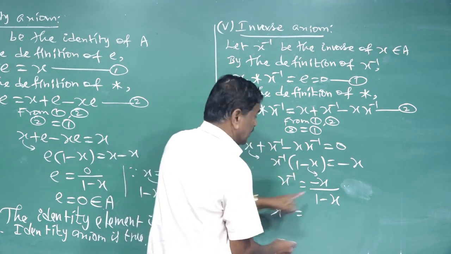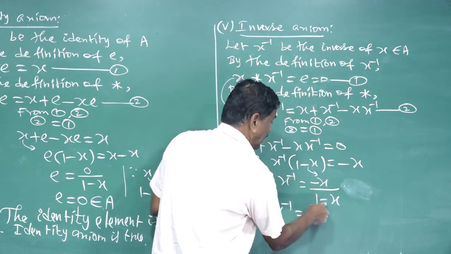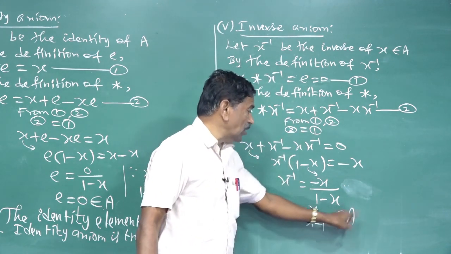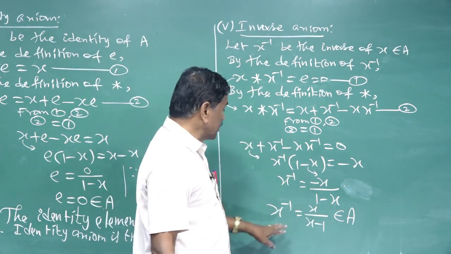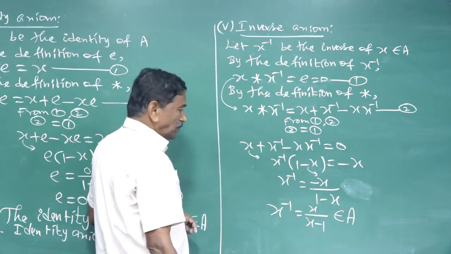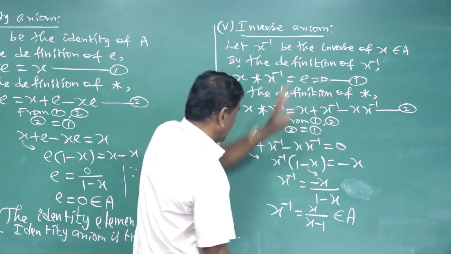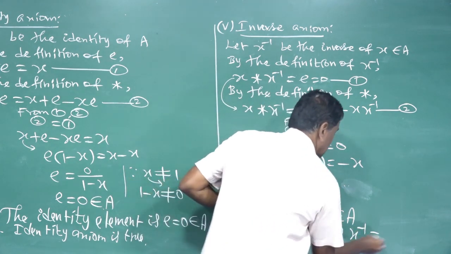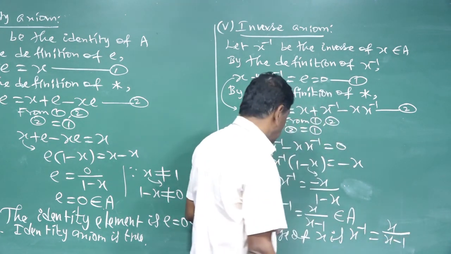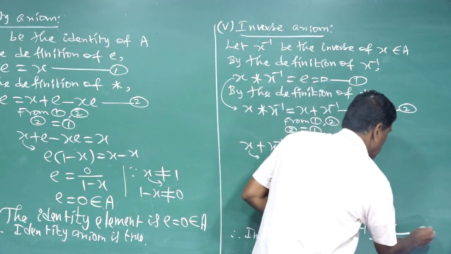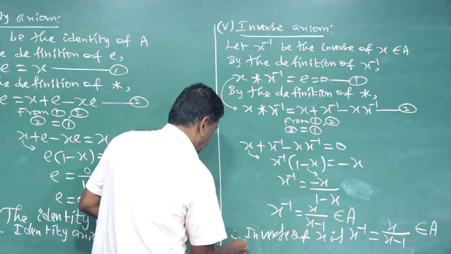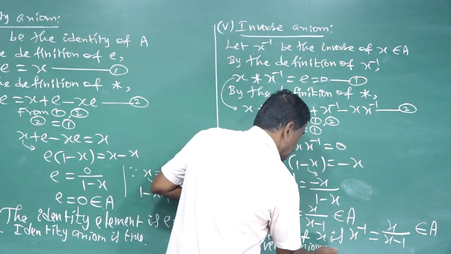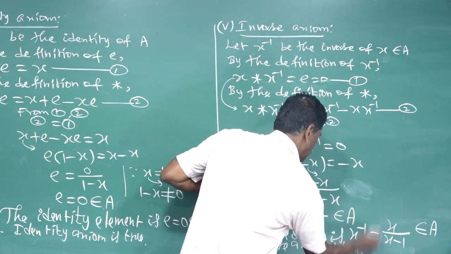Then tell me, x inverse is equal to x divided by minus into minus plus x minus 1, which belongs to A. So x inverse is equal to x by x minus 1, which belongs to A. Therefore, the inverse of x, x inverse, is equal to x by x minus 1, which belongs to A. Therefore, the inverse axiom is true. Okay, so hence the answer.